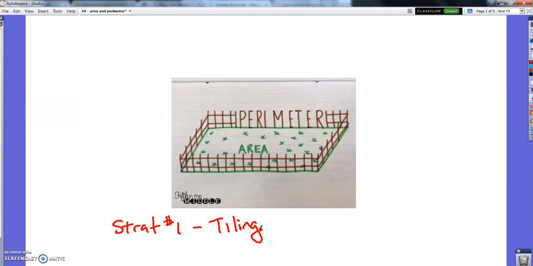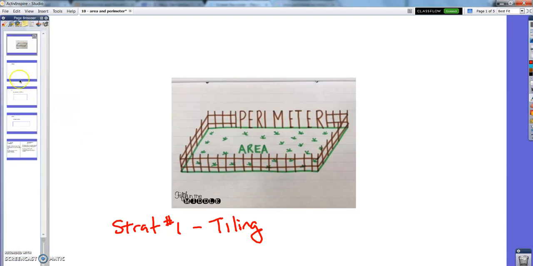So turn to a new page in your math notebook. Area and perimeter strategy number 1, tiling. And when you've got that written down, close your notebook up and listen and think with me, and hopefully this will come back to mind.